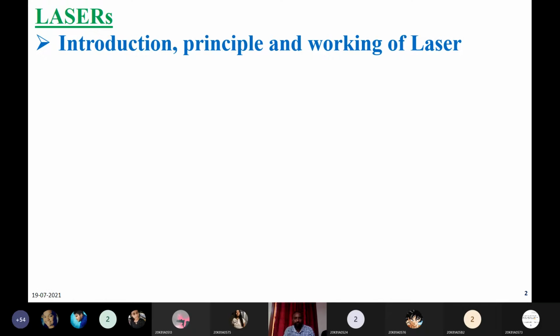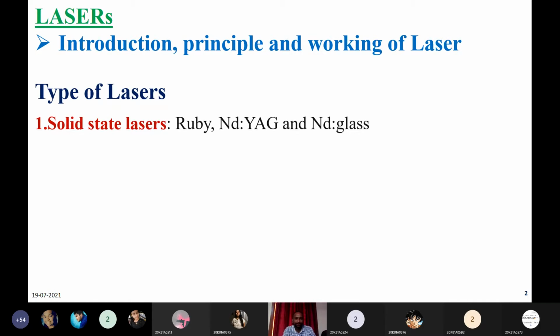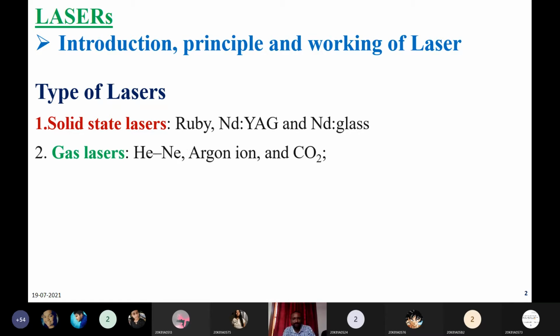The first topic is lasers, the second one is fiber optics. Okay, first part, laser, we will start. In the lasers we have the ruby laser, that is a solid state laser. First we will discuss an introduction about how the lasers work and what materials are there. After that, different types of lasers are there.